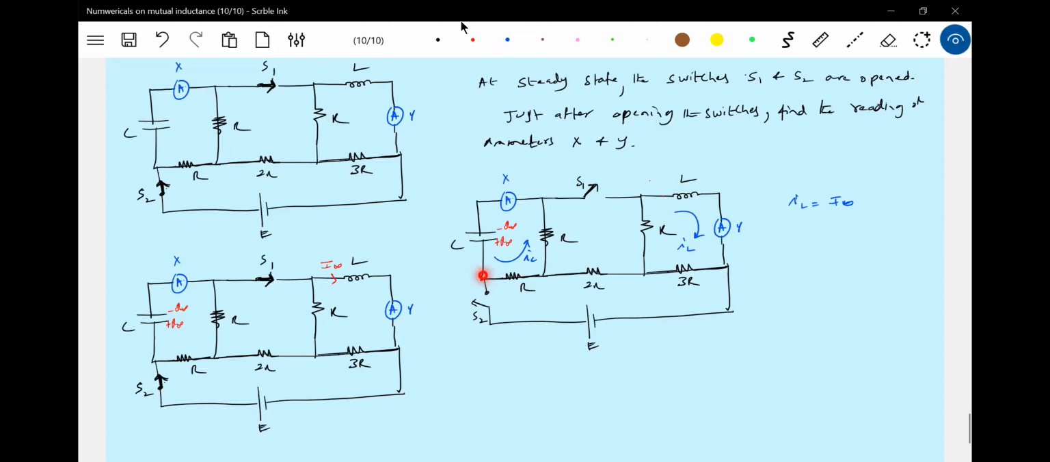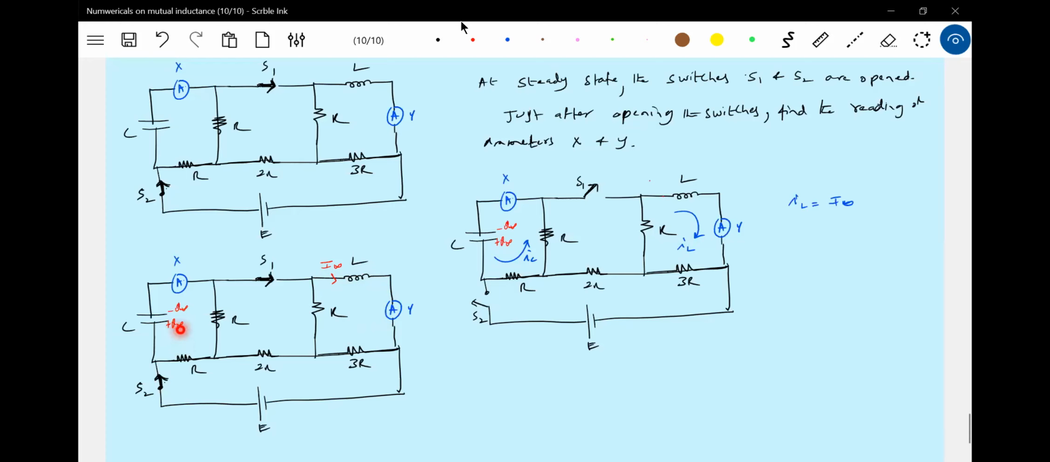During charging, the current was flowing like this. Now in discharging, it flows in the opposite direction, because this is a positive plate. So it starts discharging, and the current will flow like this, whereas here the current will flow in the direction of the earlier steady state current. This is something I wanted to say. So what is I_C? Can you find out?